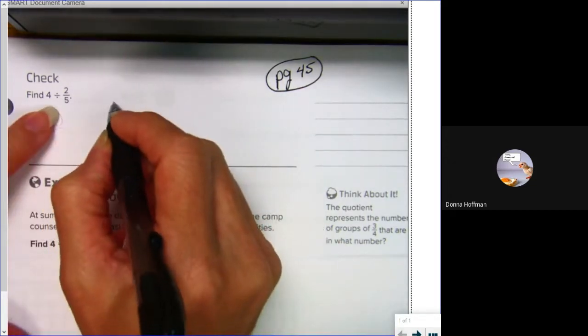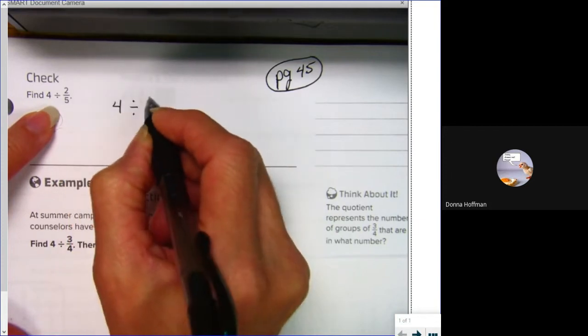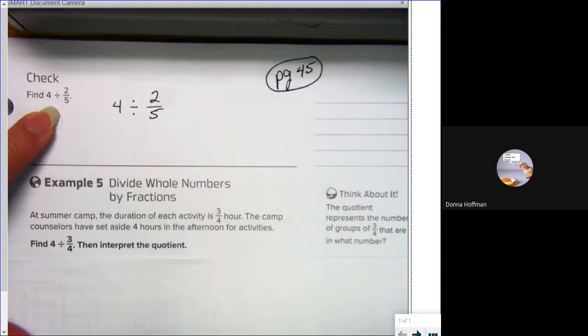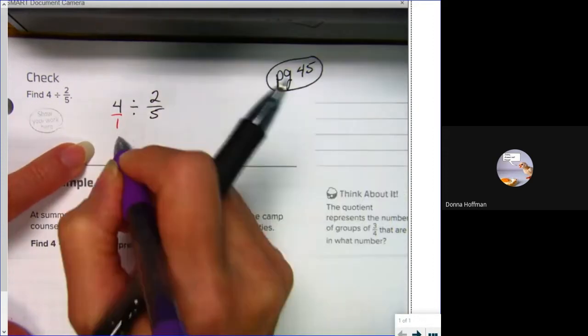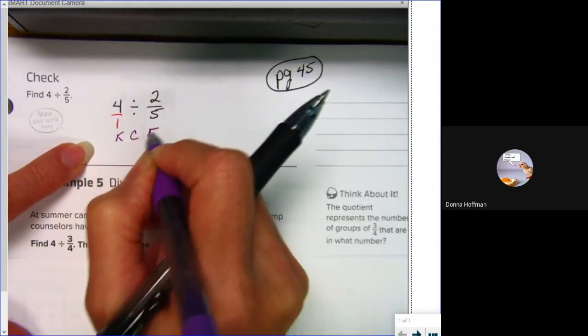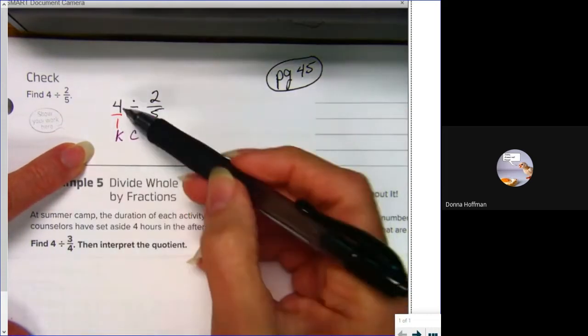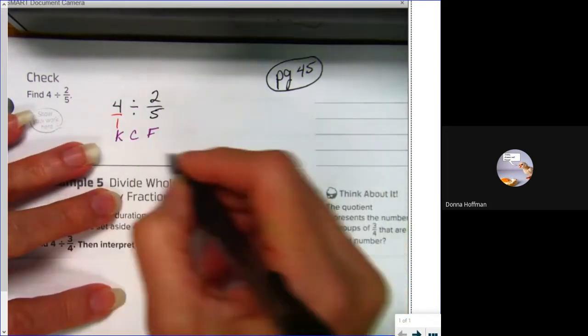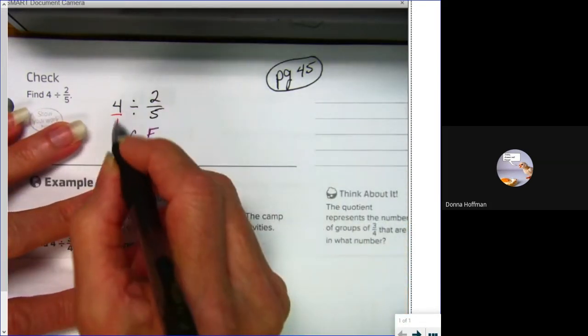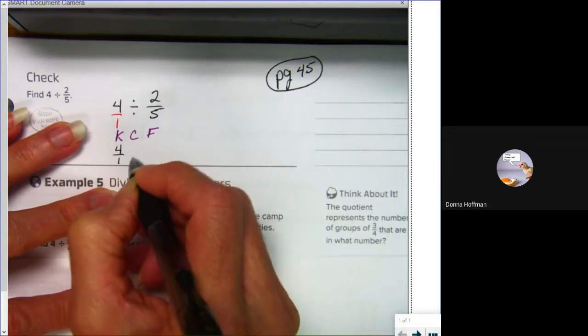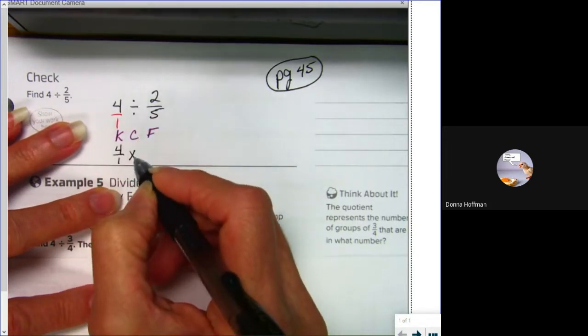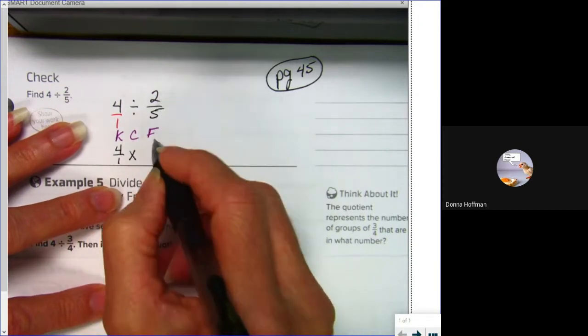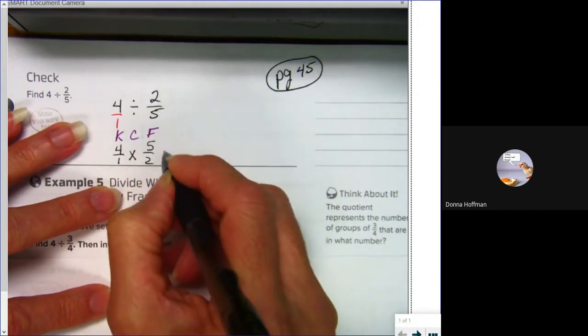So my whole number has to be placed over 1. And then I do what I call keep, change, flip. So I can multiply my whole number over 1 in fraction form by the reciprocal of the divisor. So what's going to happen is the first fraction stays the same. I change division to multiplication, and then I flip my divisor to be 5 over 2.